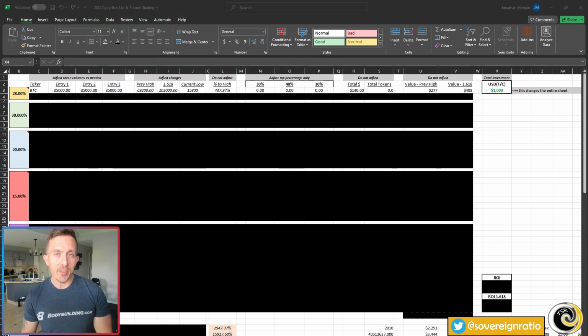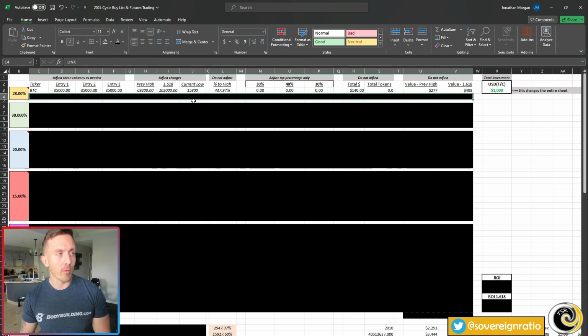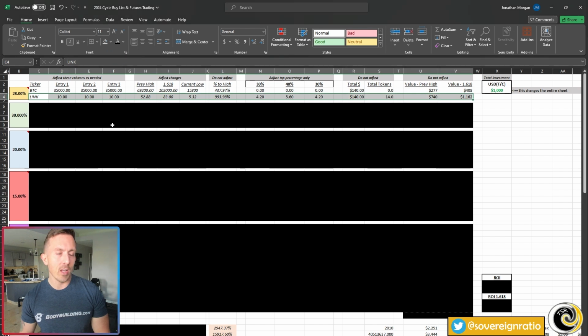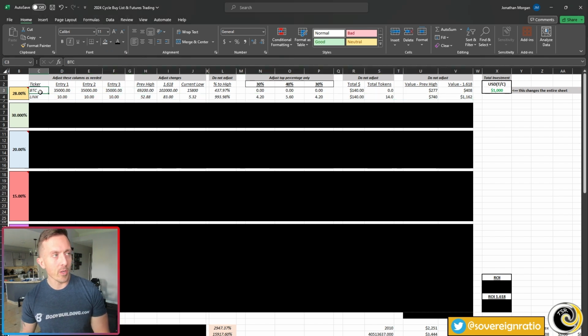So my next pick, some might find surprising because I'm sure you're expecting to see Ethereum here. I'm actually going to surprise you right now and tell you that I don't have Ethereum in this portfolio. So we're going to take this off. No fill, and it's actually Chainlink. So I'm looking at 14% Bitcoin, 14% Chainlink. At previous all-time high, a $1,000 investment again would be $740 of Chainlink, and at the 1618 would be $1,162 of Chainlink.